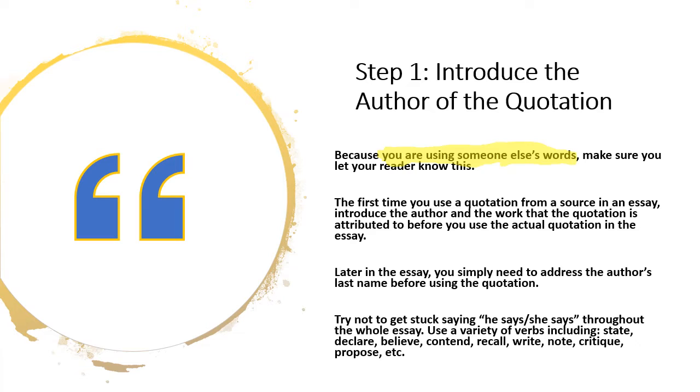The first time you use that quotation, it's a good idea to introduce the author in their full name, and then after that, you can use their last name before the quotation. So the first time you introduce them, you should use their full name, and after that, you can just use their last name. And to try and avoid getting stuck on the whole he says or she says, you can use some different verbs like state, declare, believe, contend. Contend's real fancy. Recall, write, notes, critiques, propose, etc. Thinks, basically any verb that you can use to replace that he says, she says stuff.